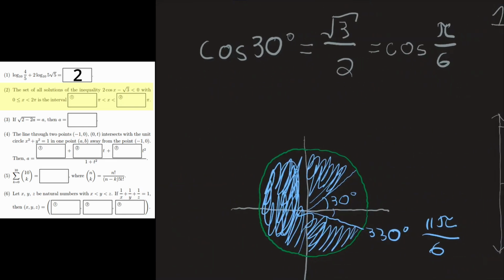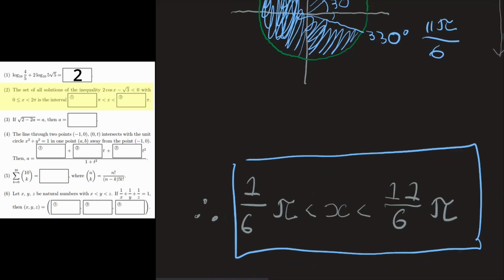All of this shaded area fits our inequality, and of course the question only asks from between 0 and 2 pi, so we don't need to go further than this. So what that means is that 1 over 6 pi is less than x, which is less than 11 over 6 pi, and that is the answer to this question.